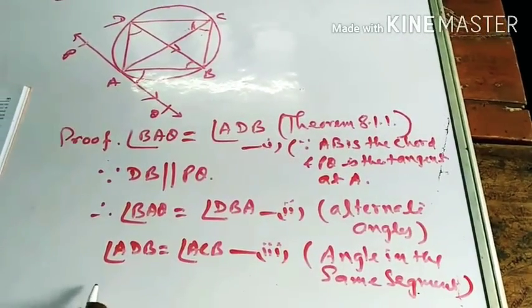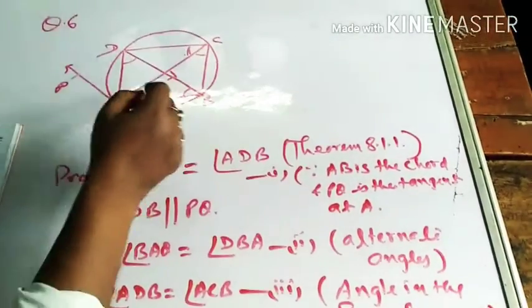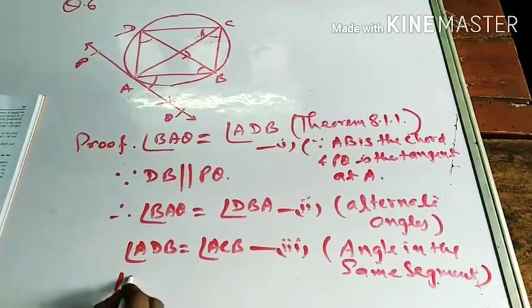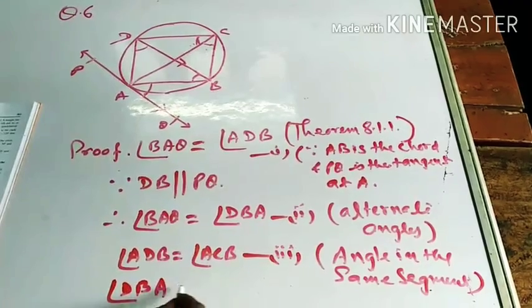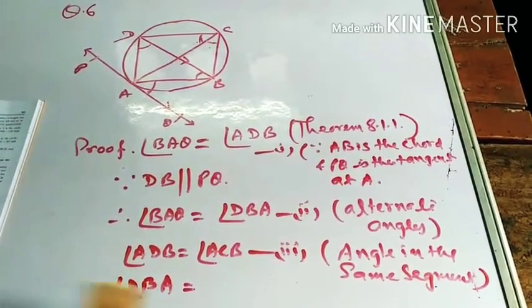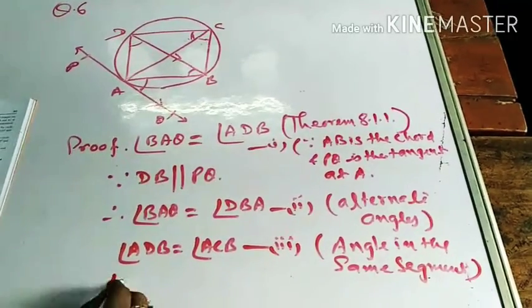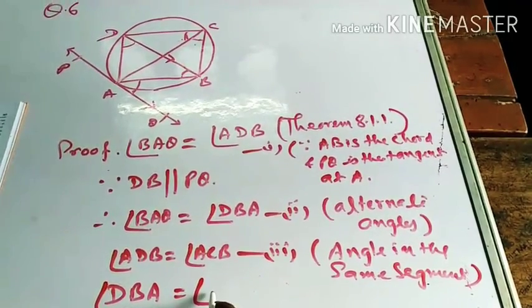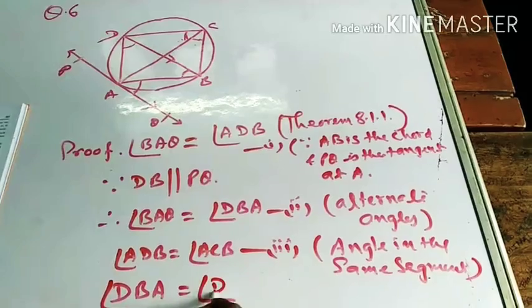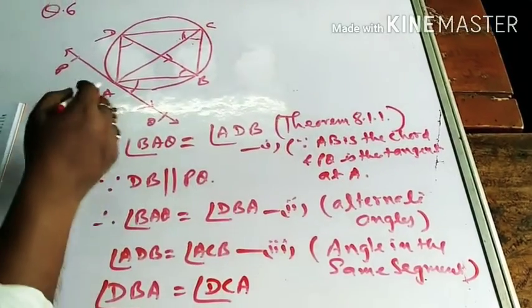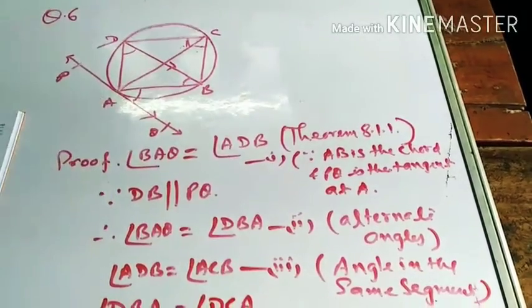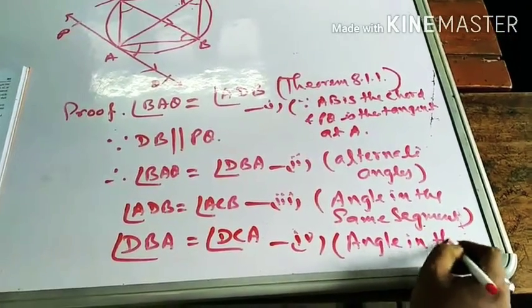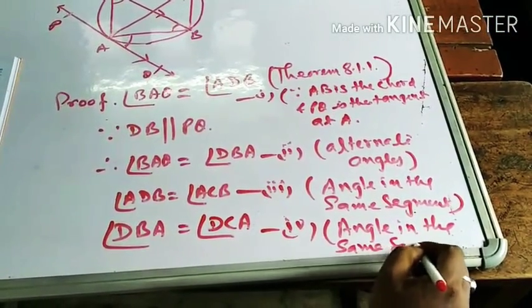Again, angle ADB equals angle ACB, same segment. Again, angle DBA is equal to angle DCA, equation 4, angles in the same segment.